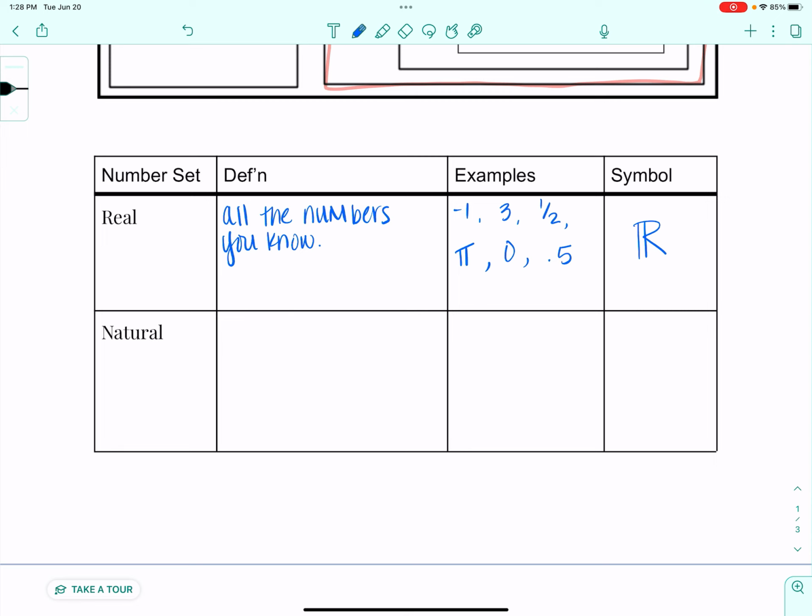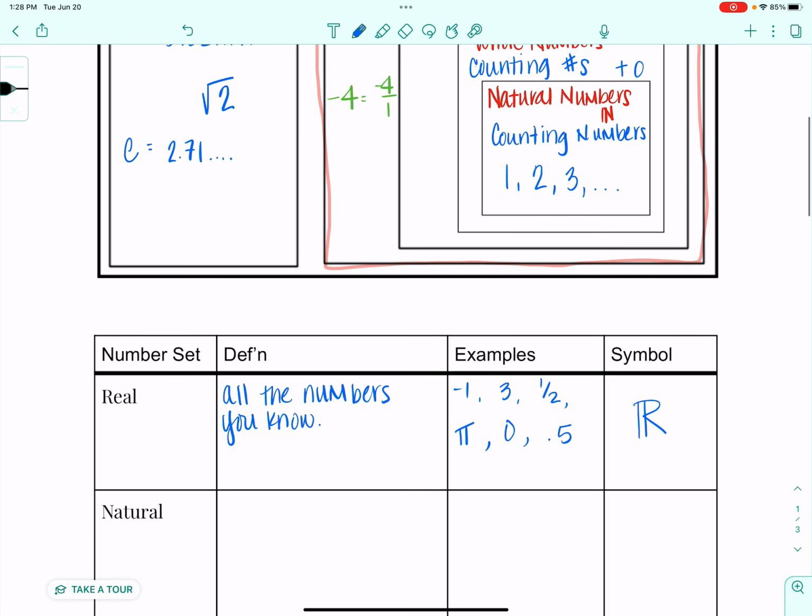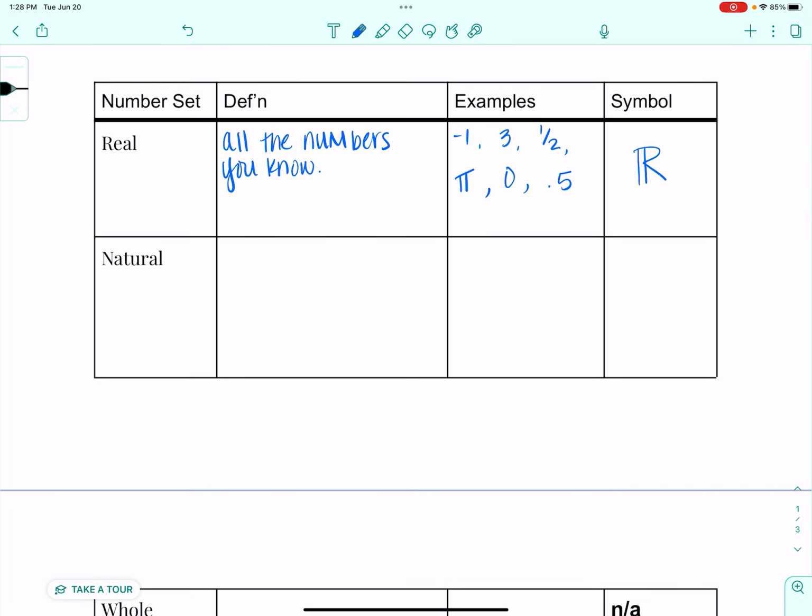Then we go to the natural numbers. These are the counting numbers.